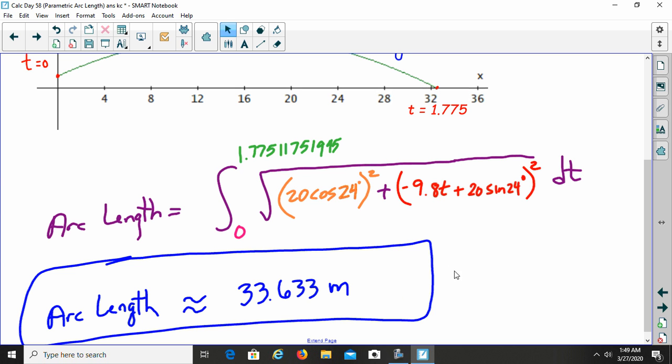So that's it. It's actually pretty simple. Remember, the arc length formula for a parametrically defined curve is the integral from a to b, and those are values of the parameter, of the square root of dx dt squared plus dy dt squared dt.